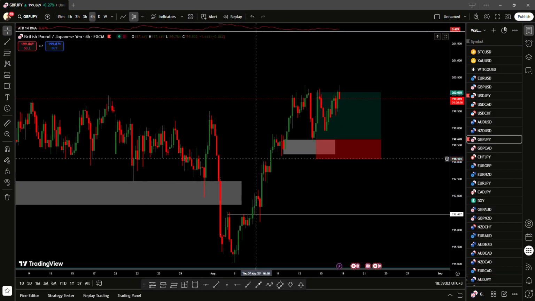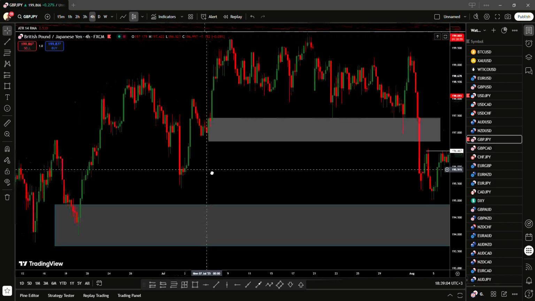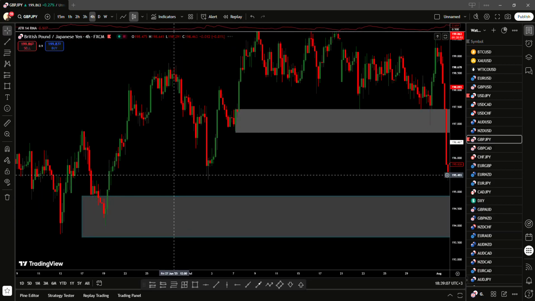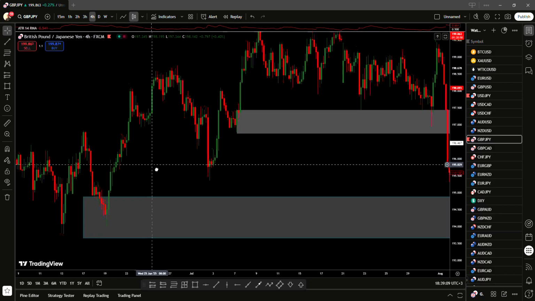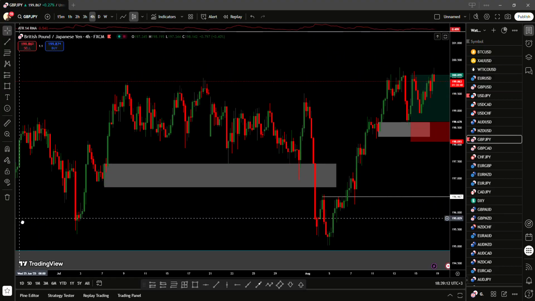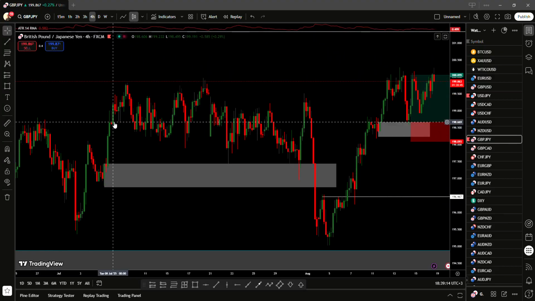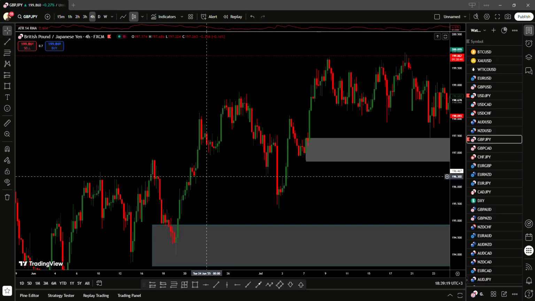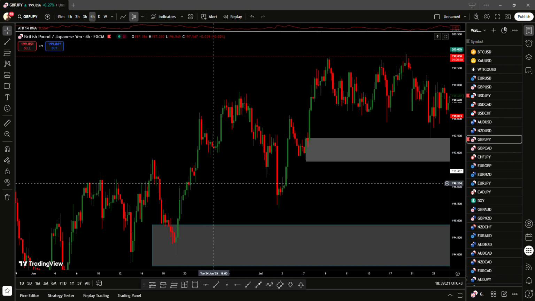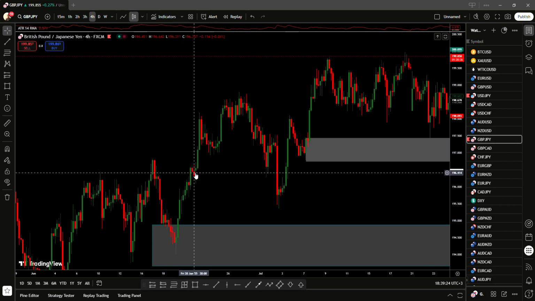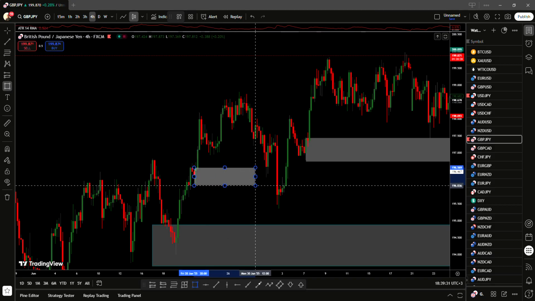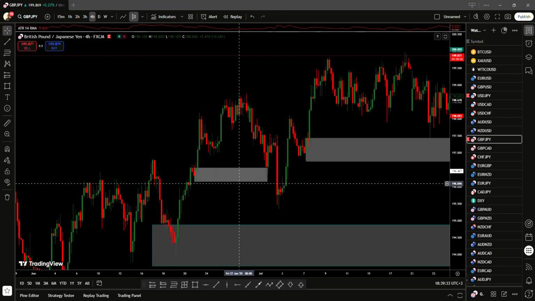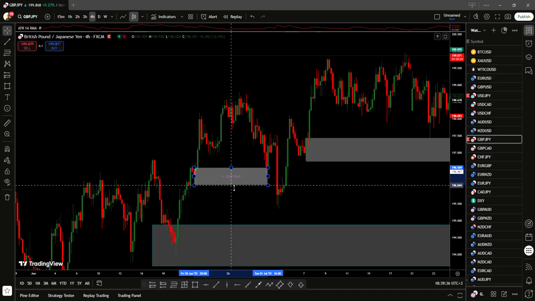So I'll show you one more example of rally base rally, and then we shall call it a day. There is one example here, but this one is not that clear. So there is this one here, rally, base, rally. You notice how there is 1, 2, 3 basing candles. Mark them very well, like that.